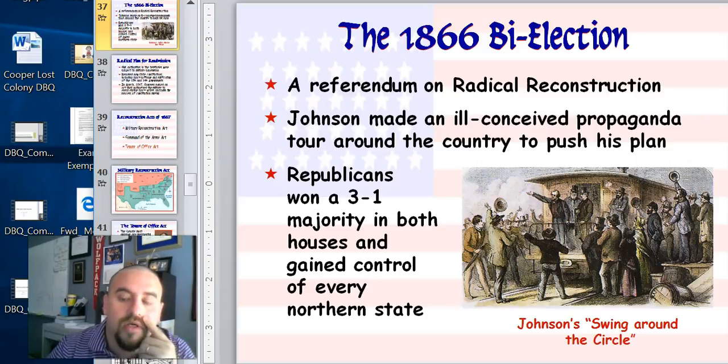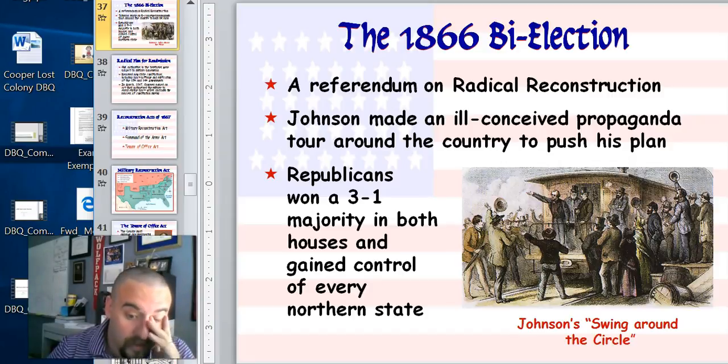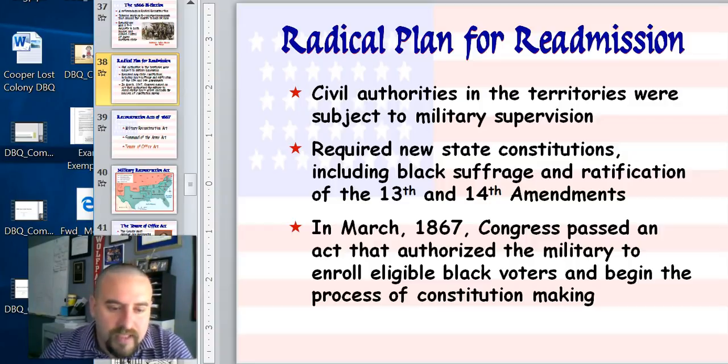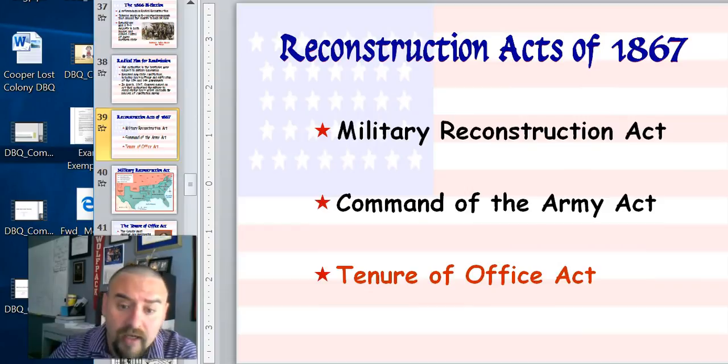1866 midterm election, Johnson is going to try to get propaganda around the country to get him in a higher power than Congress, but the Republicans are going to win a 3-1 majority in both houses, and they're in control of Reconstruction now. For this radical plan, though, they're going to need some help because, again, these are radical things with enfranchising African Americans. They're going to have to make sure the South is complying. To do that, they're going to put in control the military to be in control of the southern states for a while.